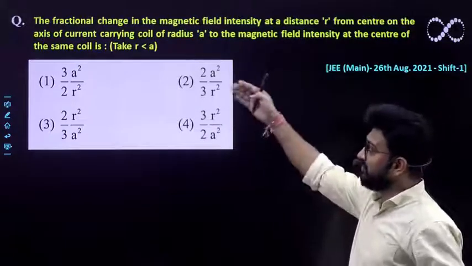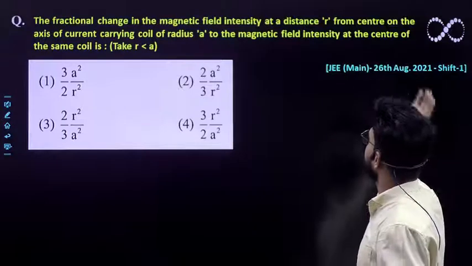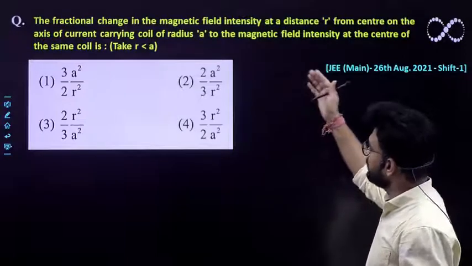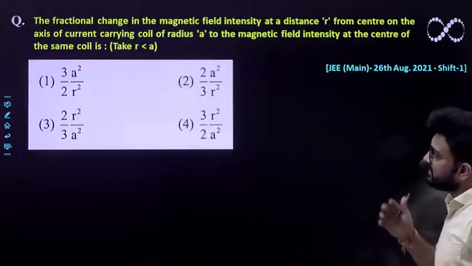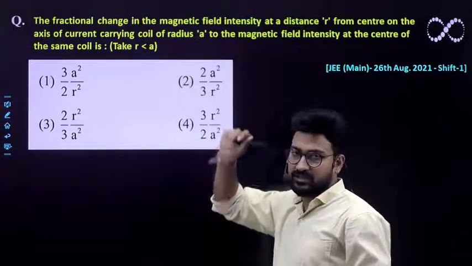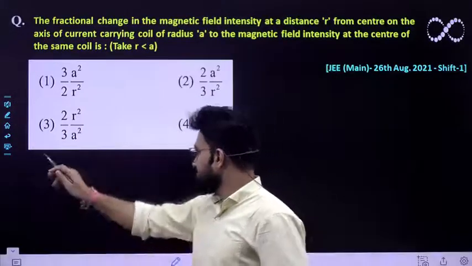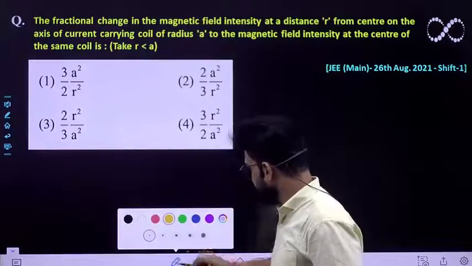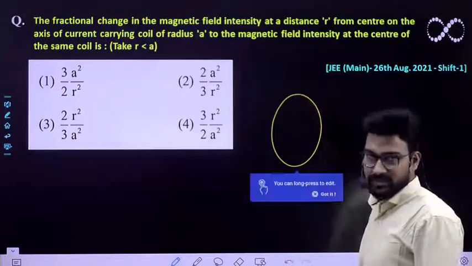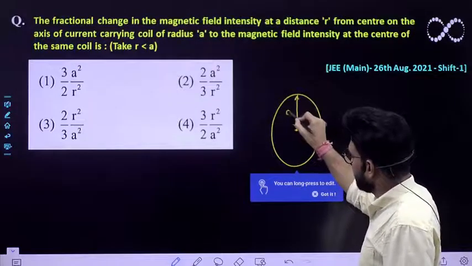The question says: the fractional change in the magnetic field intensity at a distance r from the center on the axis of a current carrying coil of radius a, to the magnetic field intensity at the center of the same coil is, taking a greater than r. So that means a setup has been given to you in which a current carrying coil has been given to you and its radius is a.